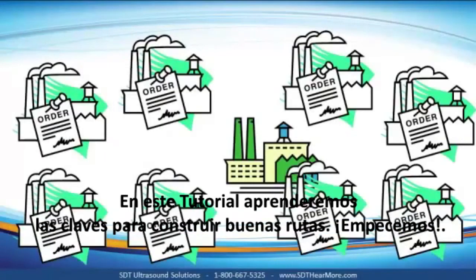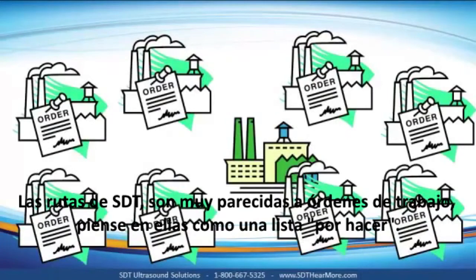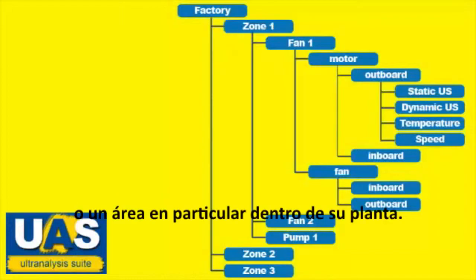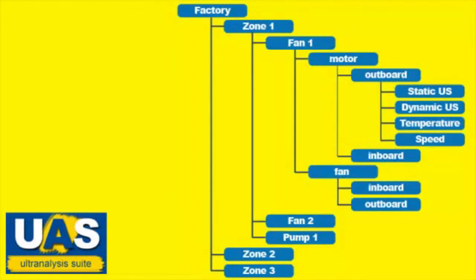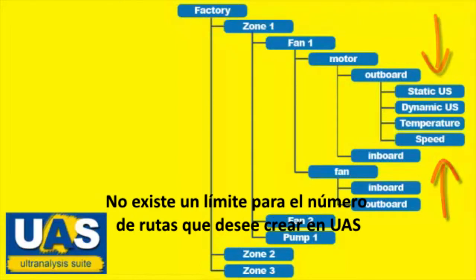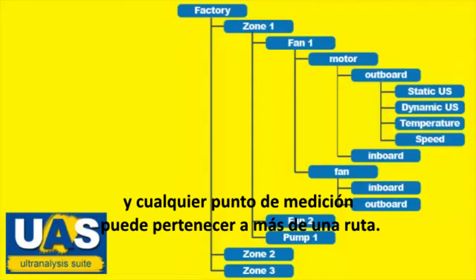Let's get started. SDT surveys are a lot like work orders. Think of them as to-do lists, to go and take readings on a certain machine or a group of machines, or a particular area within your plant. We build surveys by choosing measurement points from the database tree. There's no limit to the number of surveys that you can build in UAS, and any one measurement point can belong to more than one survey.